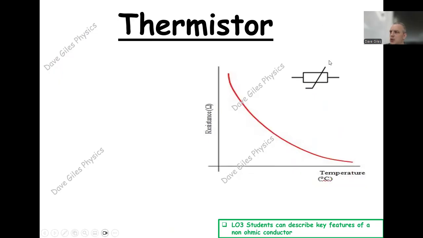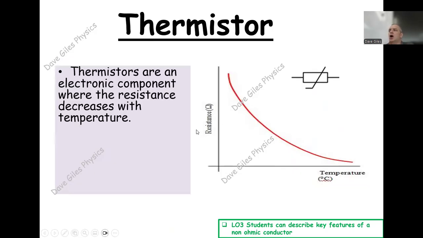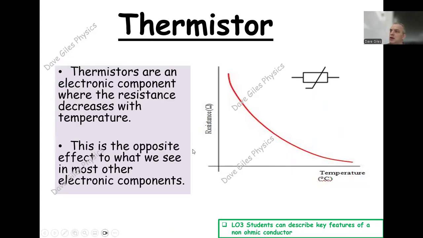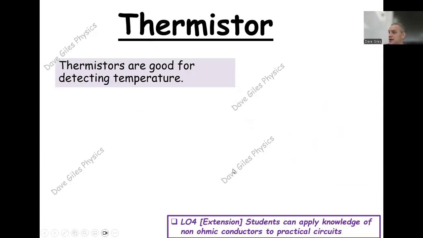Now, a thermistor, this is the symbol here. The resistance is dependent on the temperature. It's an electrical component where the resistance decreases with temperature. This is the opposite effect to what we see in most other electrical components, because like we said earlier, when we looked at the bulb, as we increased the temperature, the resistance got higher, but a thermistor is the other way around. So they're good at detecting temperature.